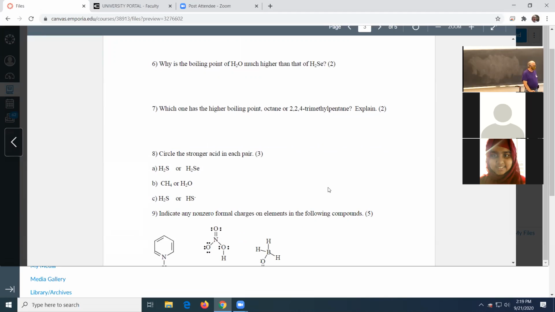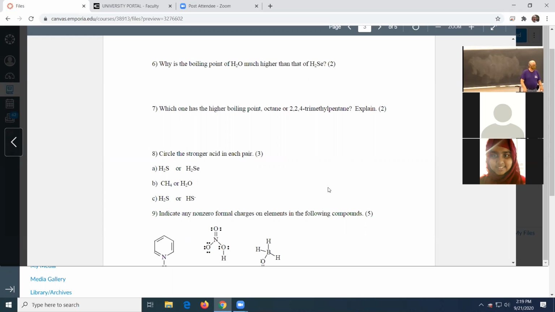Okay, which one has a higher boiling point and explain? It is octane. If you chose 2,2,4 trimethylpentane, it was no credit regardless of the explanation. Okay, so octane has a higher boiling point. There's greater surface area in contact between molecules of octane, and so there's more opportunities for London dispersion interactions.